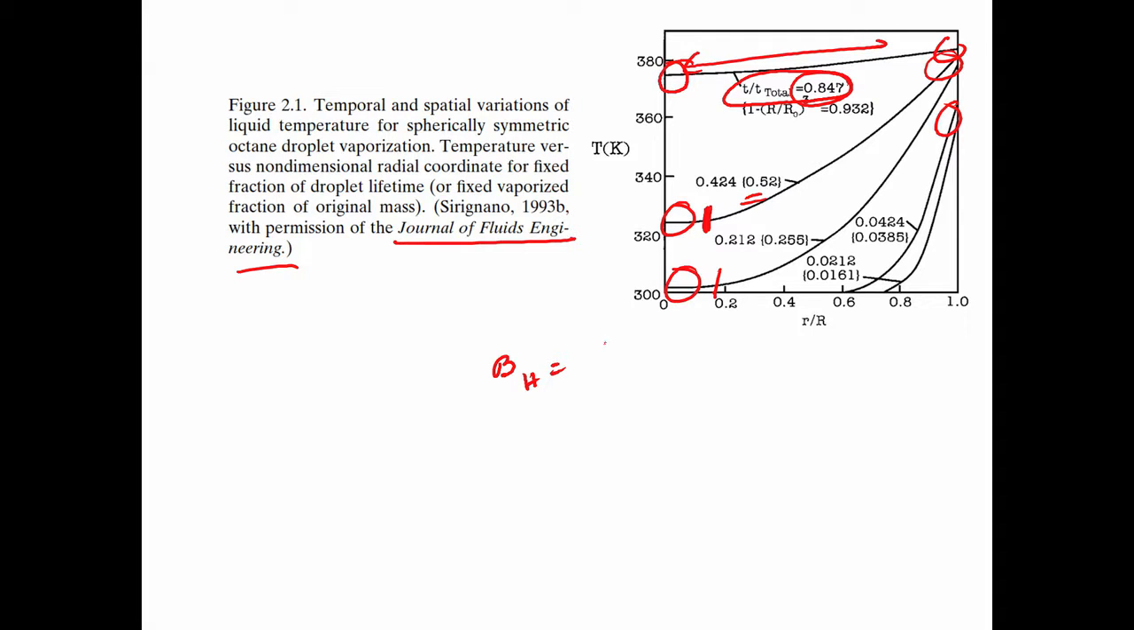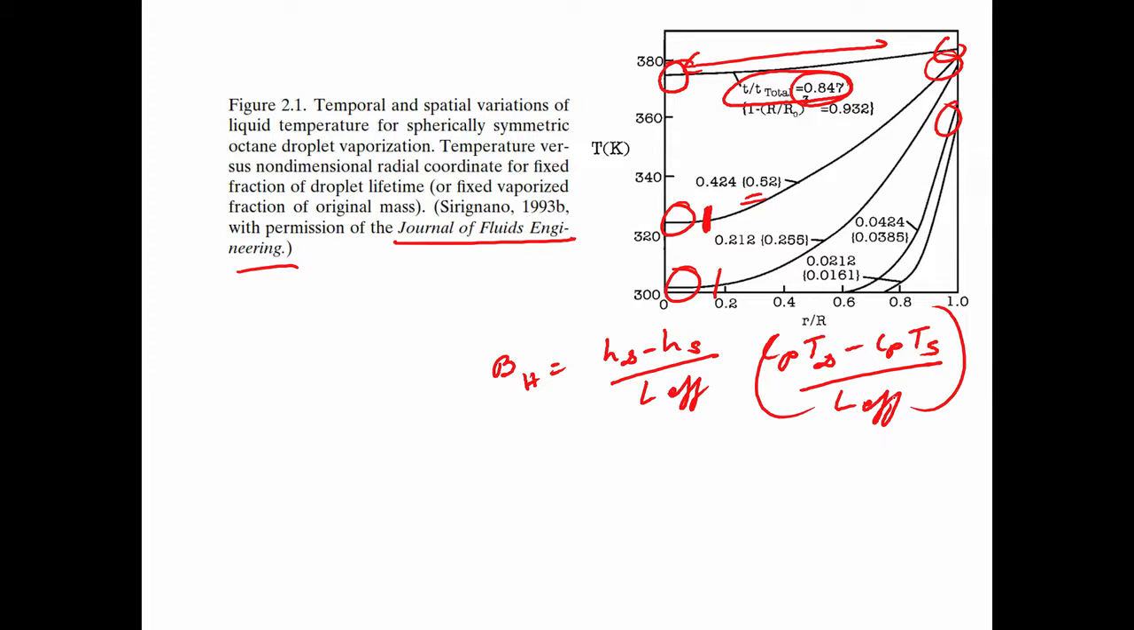Now, if you look at the definition of BH, it was H infinity minus HS divided by L effective, or the equivalent definition that you are familiar with, Cp into C infinity minus Ts divided by L effective. It does not really matter. Here you can see that initially your L effective must be greater than L, because it is the initial heat up time.